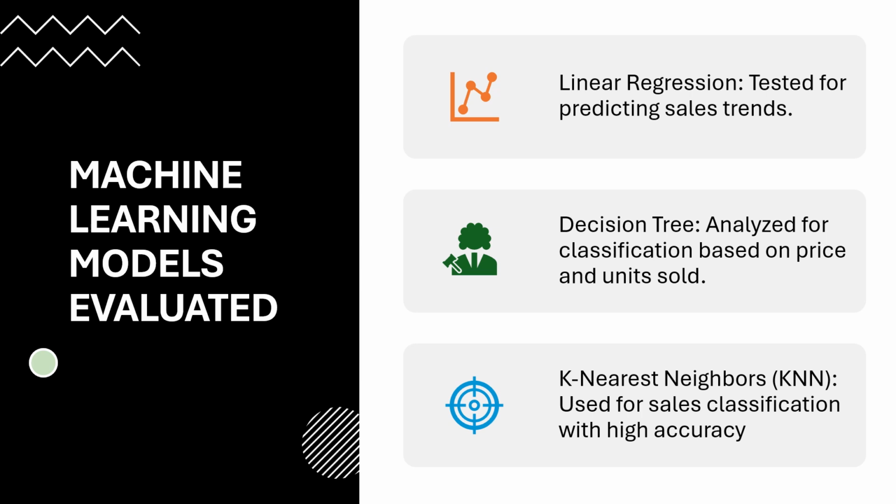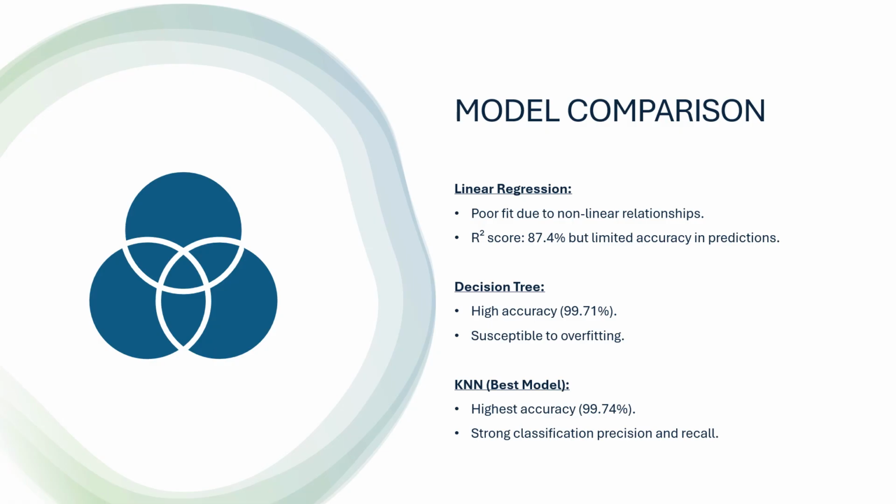Let's go further and do a comparison among these three models. I would say the linear regression model is performing poorly on this data because the data has non-linear trends. The R square is 0.874, meaning it explains 87.4% of the sales variation, but the errors are too high, like the RMSE is 50,288, which is too high.